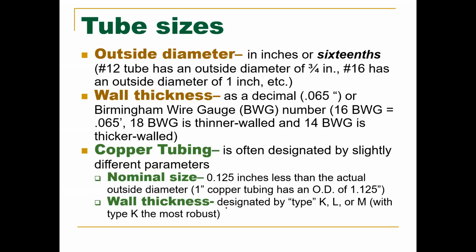And then it's designated by wall thickness. So you have types: K, L, M, with K being the most robust. Basically K has the thickest wall. Also, the type of material, even though it's copper, it can take a little bit more of a hit.